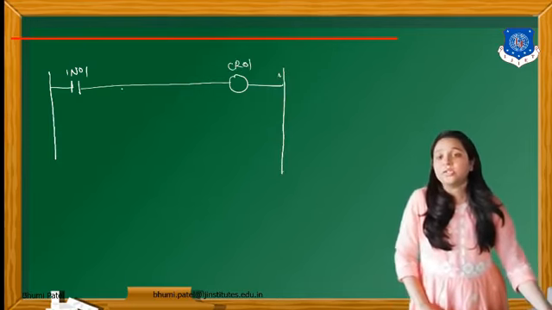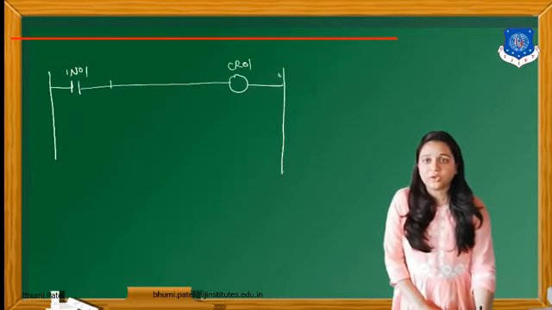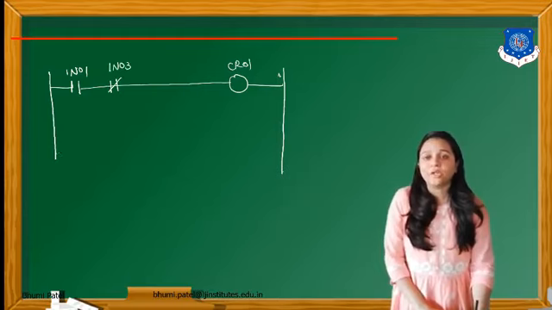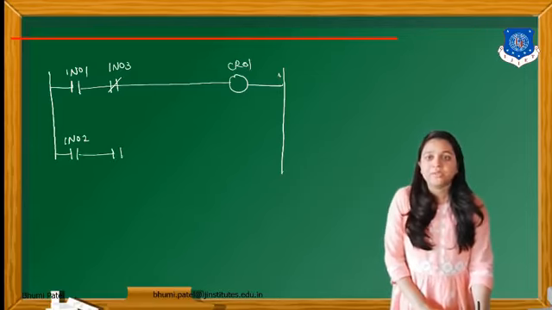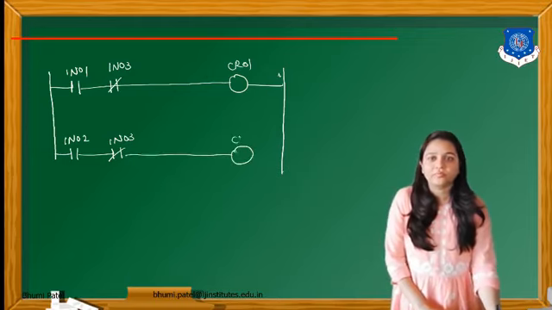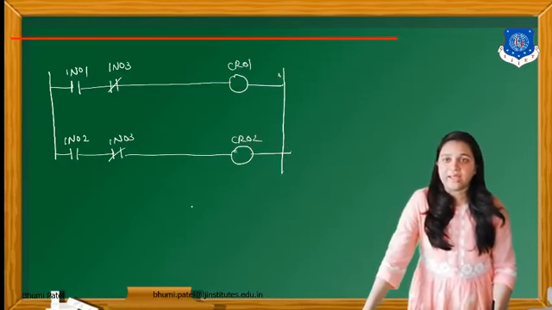Now what is the stop button? Here IN03 is my master stop button. So we can put the stop button here as a normally closed contact IN03. Same logic for the reverse direction, but the reverse direction input switch is IN02. This is my master stop button, and this is my second output for coil number 2. Okay, so this is the program for the forward reverse direction.